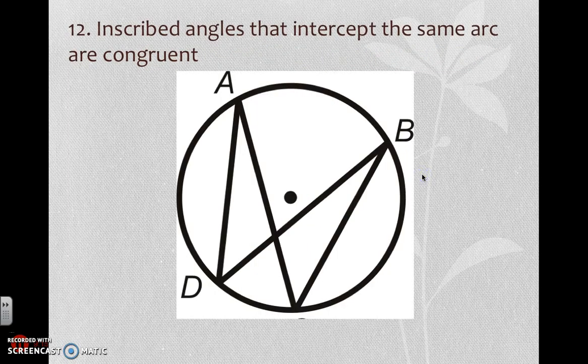Number 12 is that inscribed angles that intercept the same arc are congruent. So we're going to look at two inscribed angles here with our little smiley faces again. ADB and ACB, the C got cut off down at the bottom here. Notice that they intercept the same arc, arc AB. Since they intercept the same arc, they have to be congruent to each other because they are both equal to half of its measure. So if the inscribed angles intercept the same arc, then they are congruent.